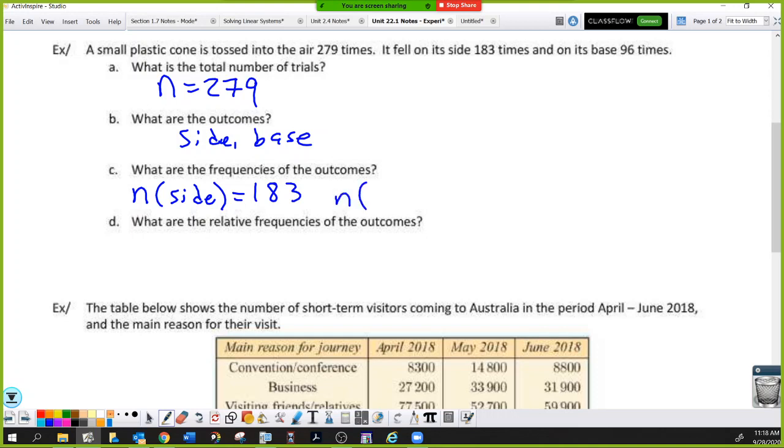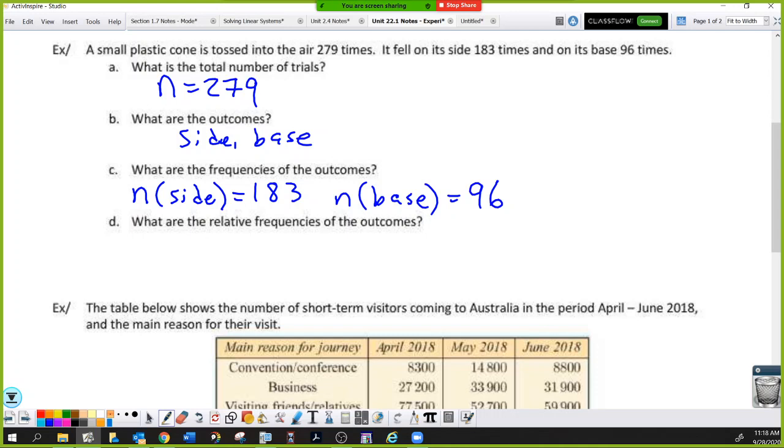and the number of base, so when you say n of, that means number of. It's not a function, it's just how probability is written. So up at the top where it says n equals 279, that is not the same n that you're seeing here. If you just say n equals, that means how many trials were there. But we say n of, that means the number of times this outcome was observed. The number of times that base was observed is 96.